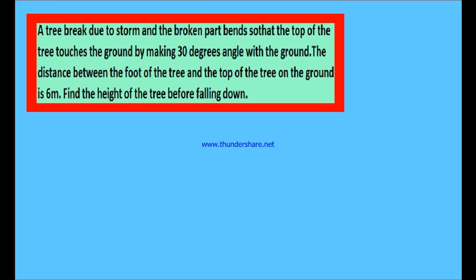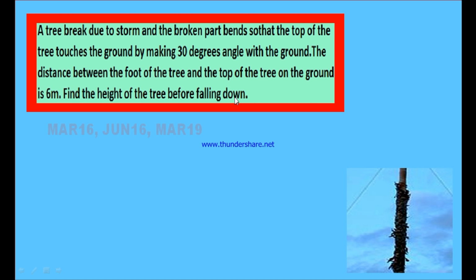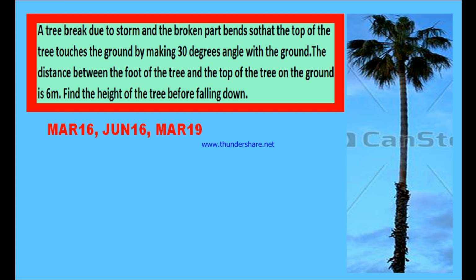I shall repeat. A tree breaks due to storm and the broken part bends so that the top of the tree touches the ground by making 30 degrees angle with the ground. The distance between the foot of the tree and the top of the tree on the ground is 6 meters. Find the height of the tree before falling down. This question appeared in March 2016, June 2016 and March 2019.